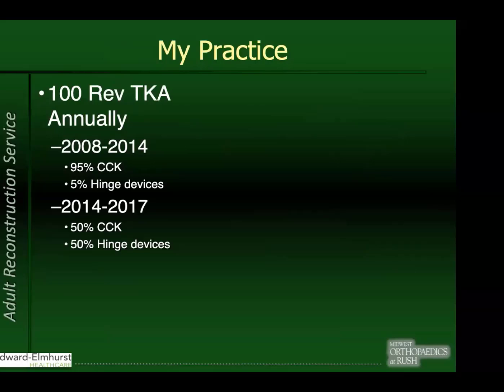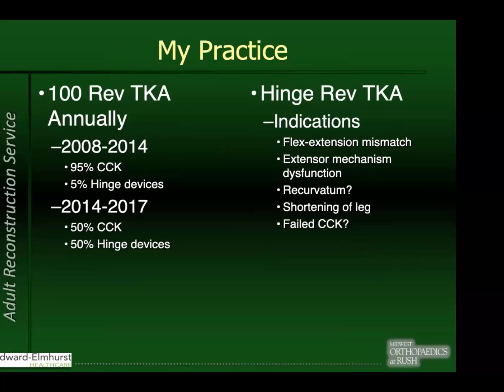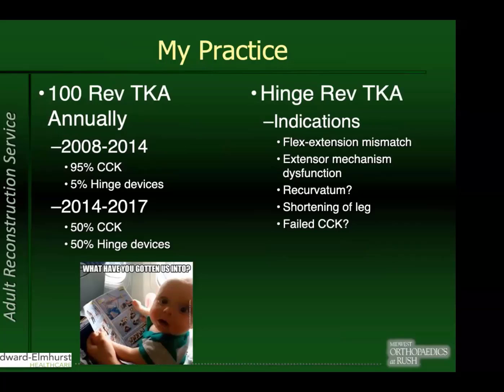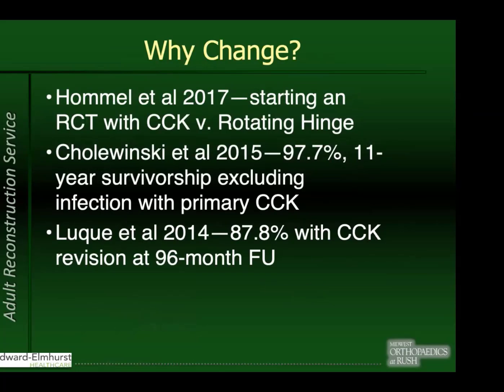Typically in my practice, I do 100 or so revision knees a year. Early on in my career, I was mostly CCKs and fewer hinges. Now I'm about 50-50 because I fear the hinge a lot less. I definitely have treated a lot more extensor mechanism function issues. I've treated recurvatum issues more frequently because a lot of people don't like to deal with those. And shortening of the leg is something we've had to deal with so that we can get the wounds closed. So at this point, I don't fear the hinge so much as I used to. I definitely fear it a whole lot less. And so that's why I've made this change.